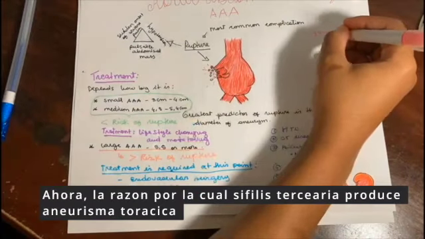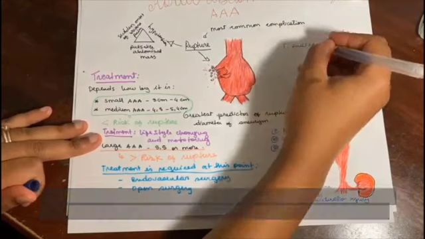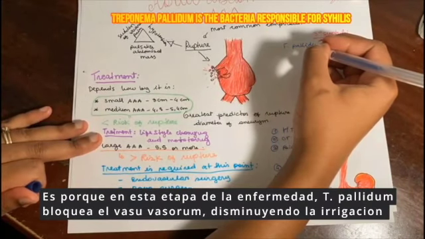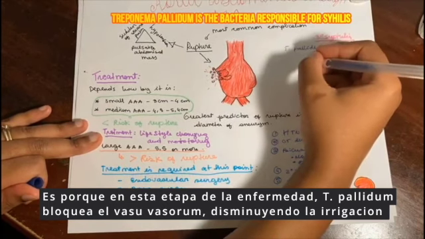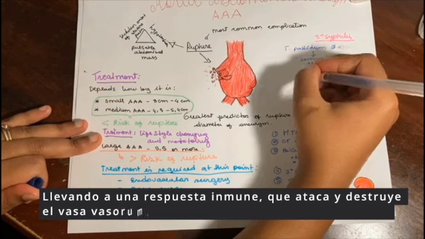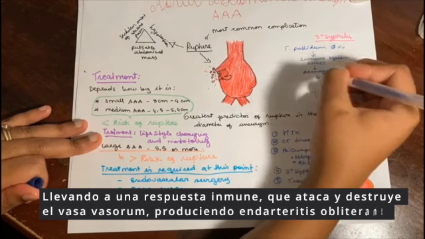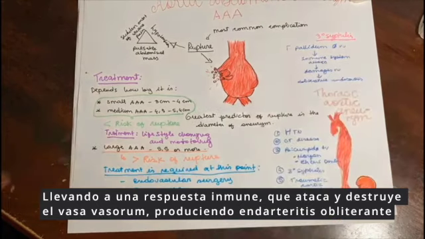Now, the reason why tertiary syphilis produces the thoracic aneurysm is because at this stage of the disease, Treponema pallidum blocks the vasa vasorum, decreasing the irrigation, leading to an immune response which attacks and damages the vasa vasorum, producing the obliterative endarteritis.